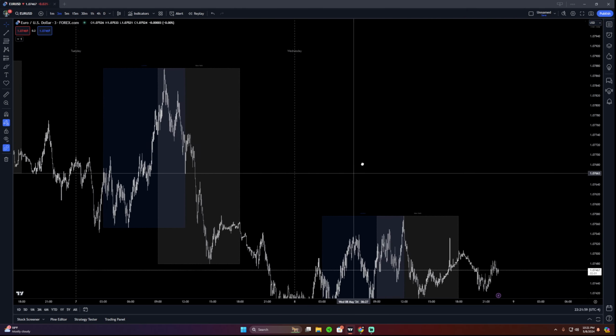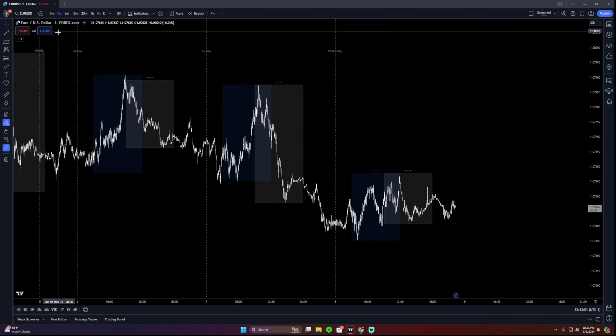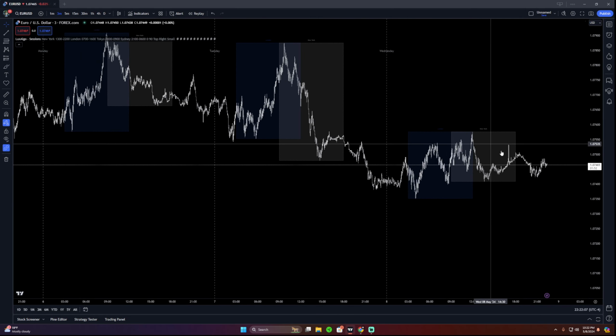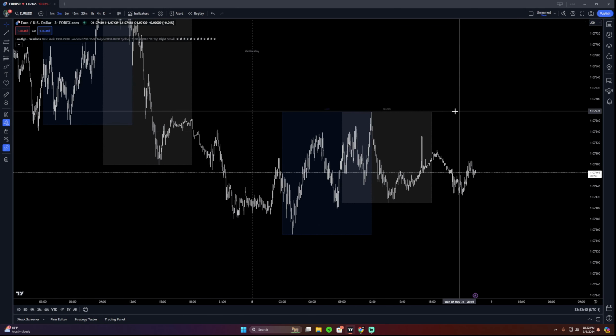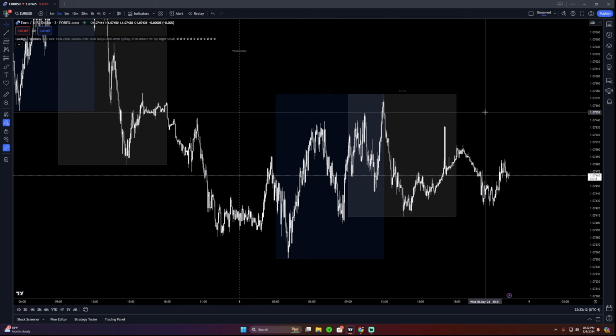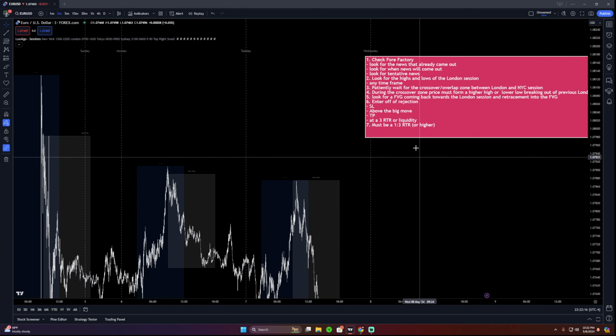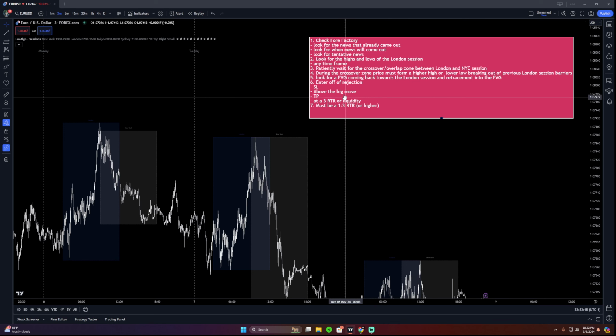For this strategy, start off with what you need on your chart. Just this indicator. It's free. These settings. Colors are optional. Okay. Now, for this next part, this is where the strategy comes into play. So, here is the strategy. Let's look at this one at a time.